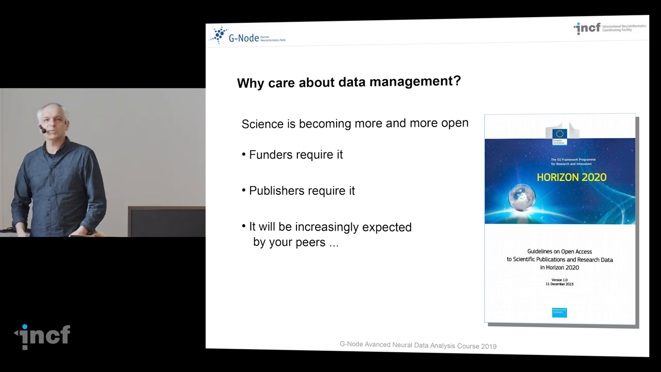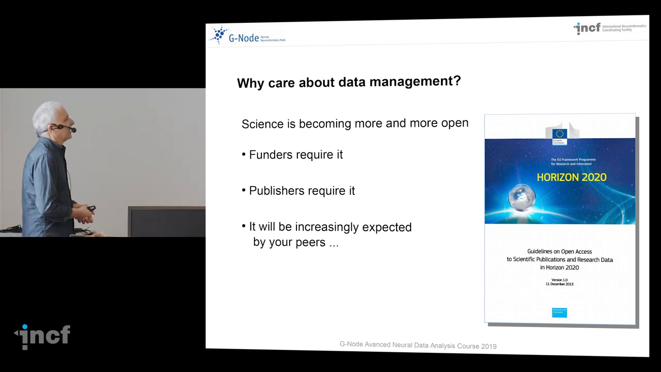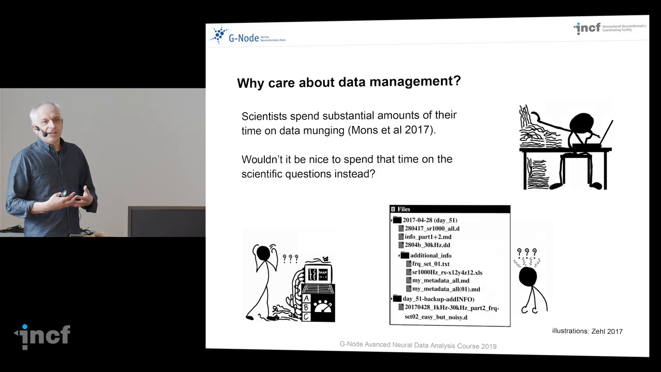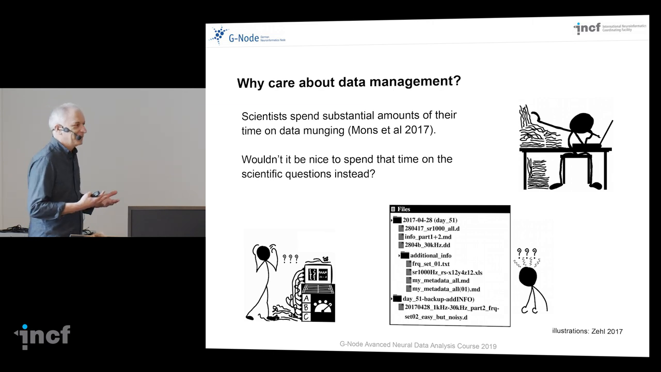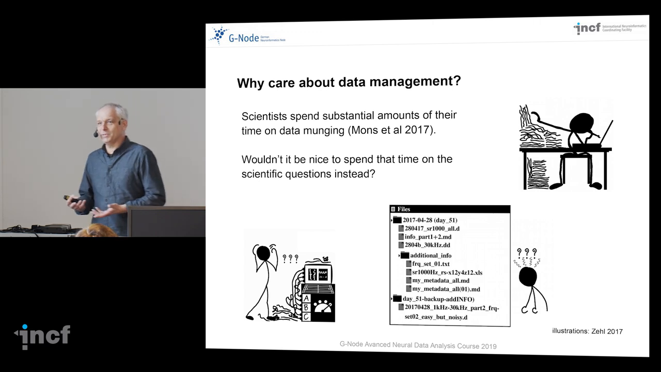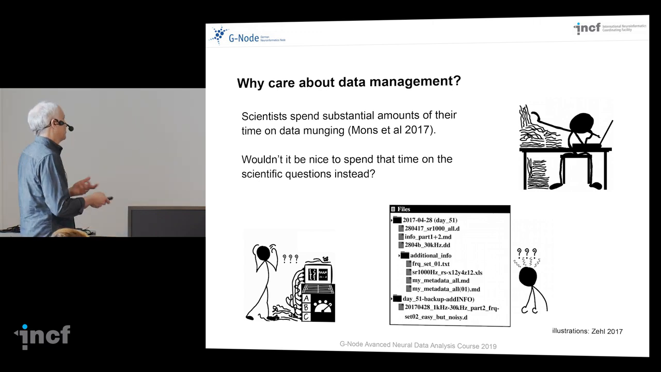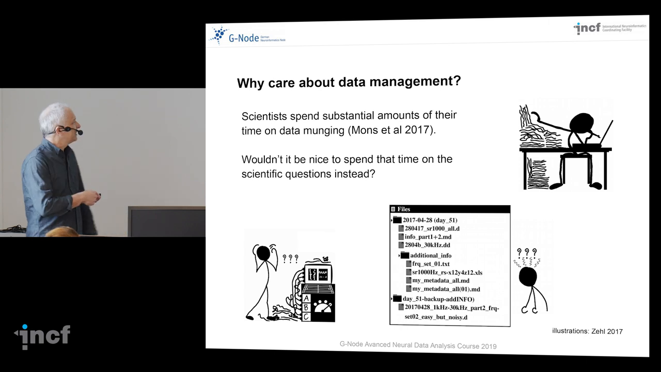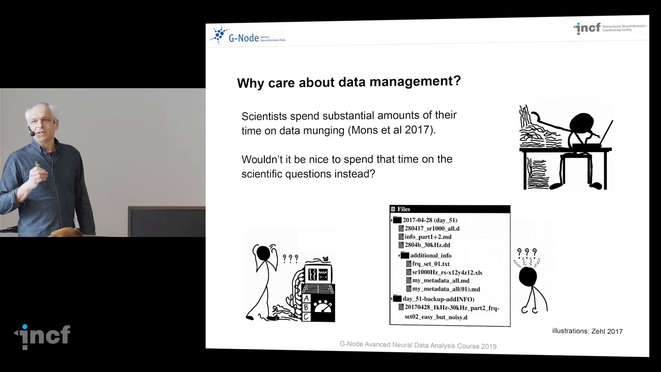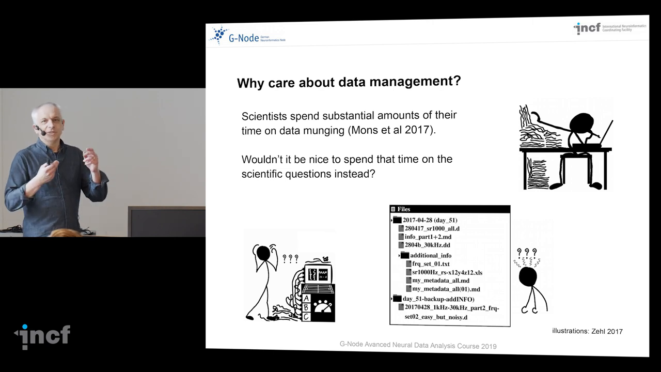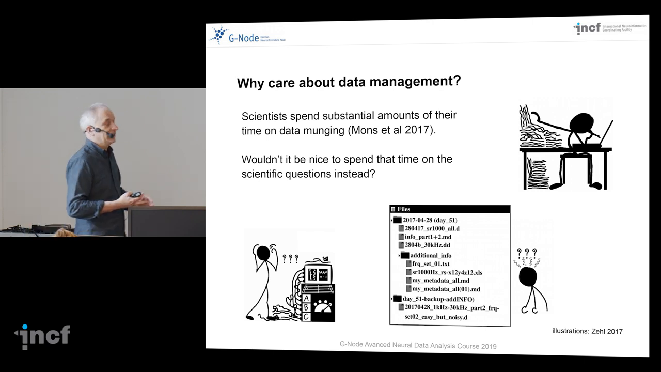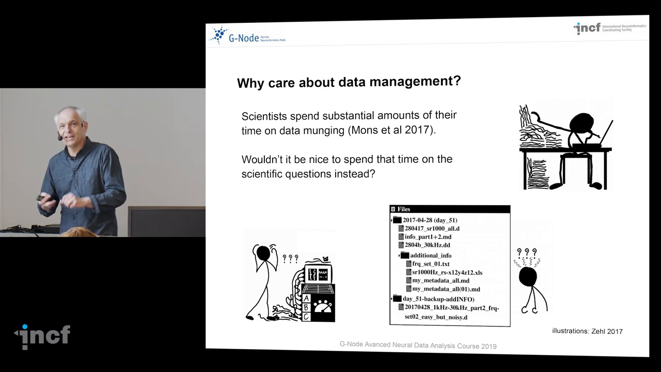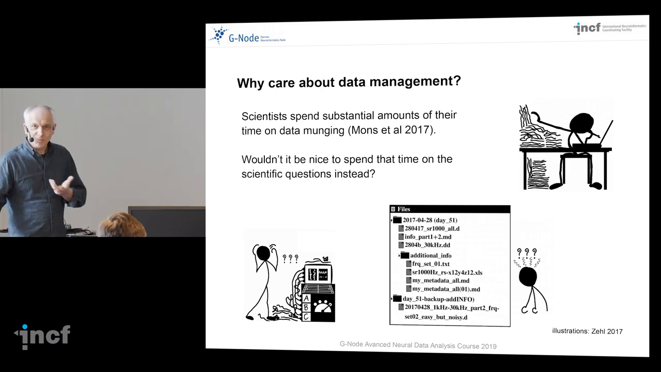And the last argument, which might even be the best one, is selfishness. Because I think it's in our own interest to have good data management in our lab, because it saves us time. There are informal studies, but they are repeatedly quoted, that scientists spend a lot of time just munging data, meaning trying to find data, trying to read that data, even in their own lab, trying to read data of their students after they've left the lab.